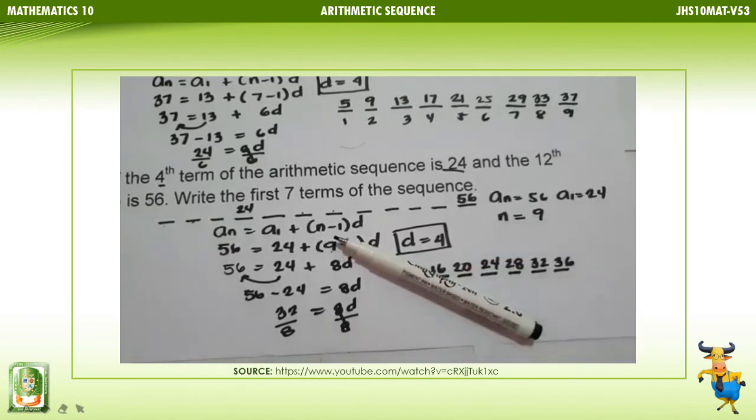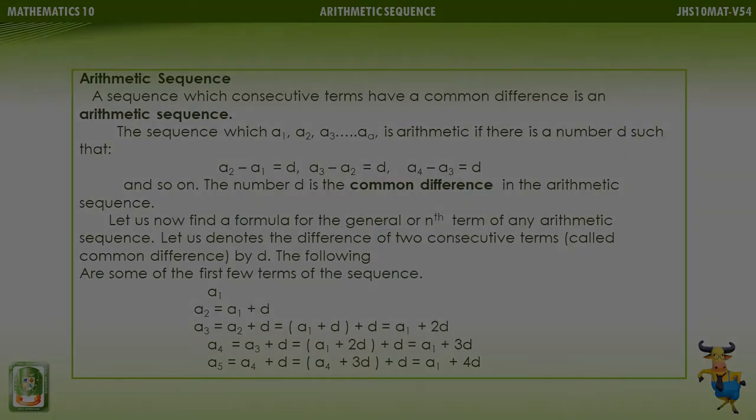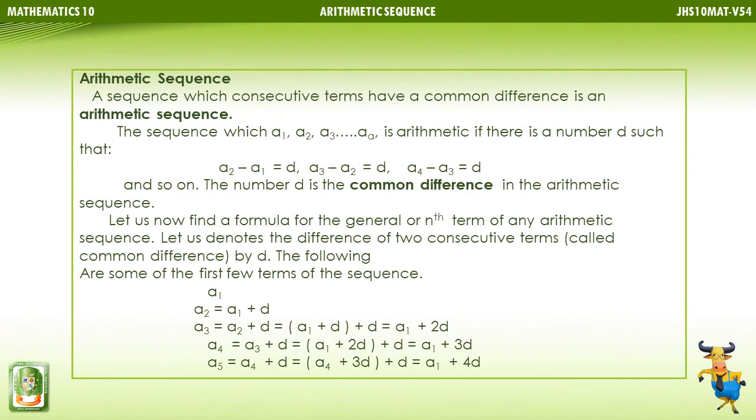Arithmetic sequence. A sequence in which consecutive terms have a common difference is an arithmetic sequence. The sequence a sub 1, a sub 2, a sub 3, up to a sub n is arithmetic if there is a number d such that a sub 2 minus a sub 1 equals d, a sub 3 minus a sub 2 equals d, a sub 4 minus a sub 3 equals d, and so on. The number d is the common difference in the arithmetic sequence.